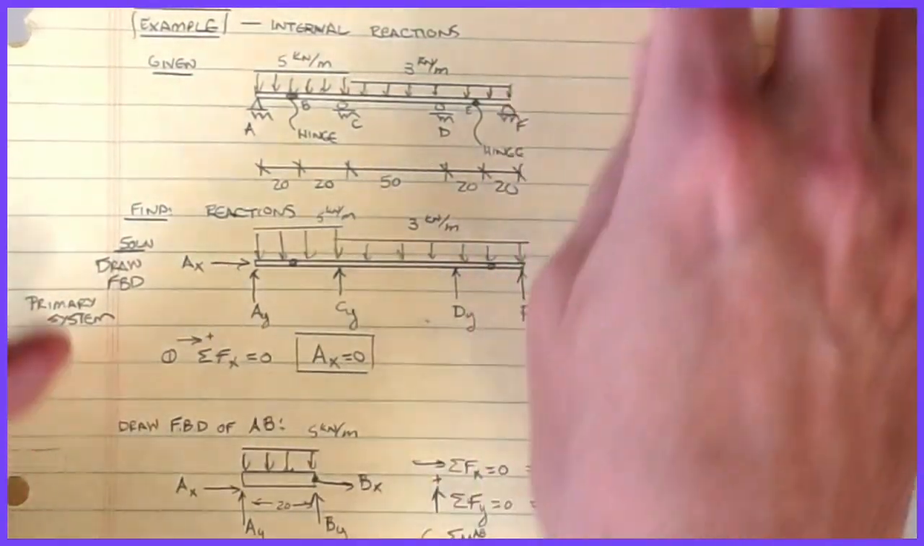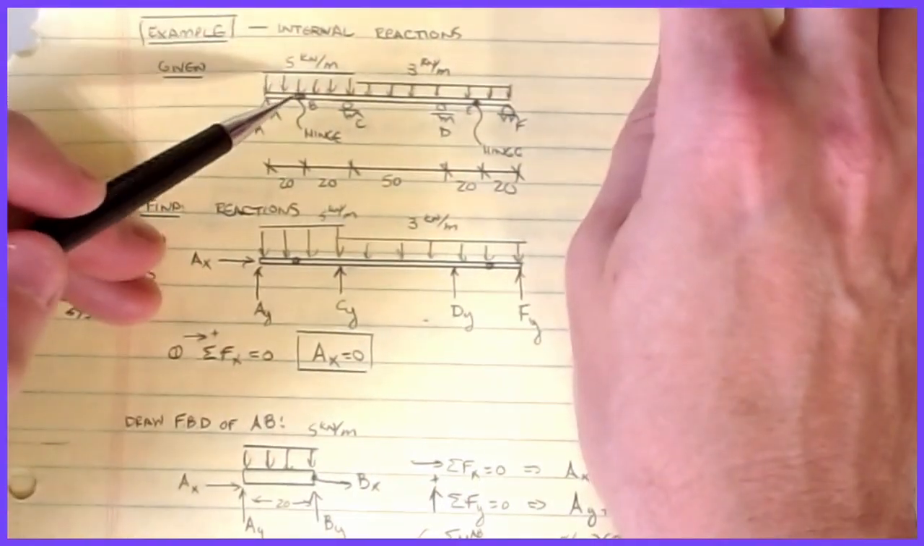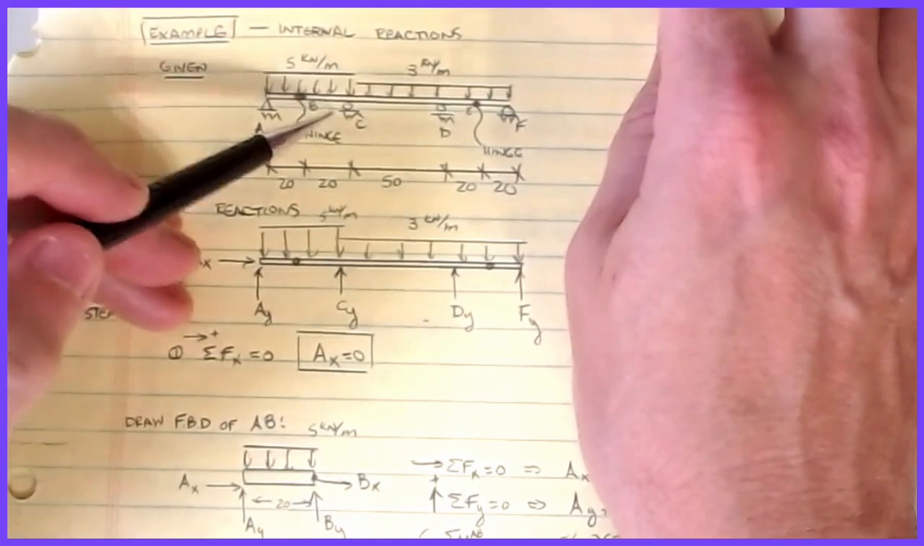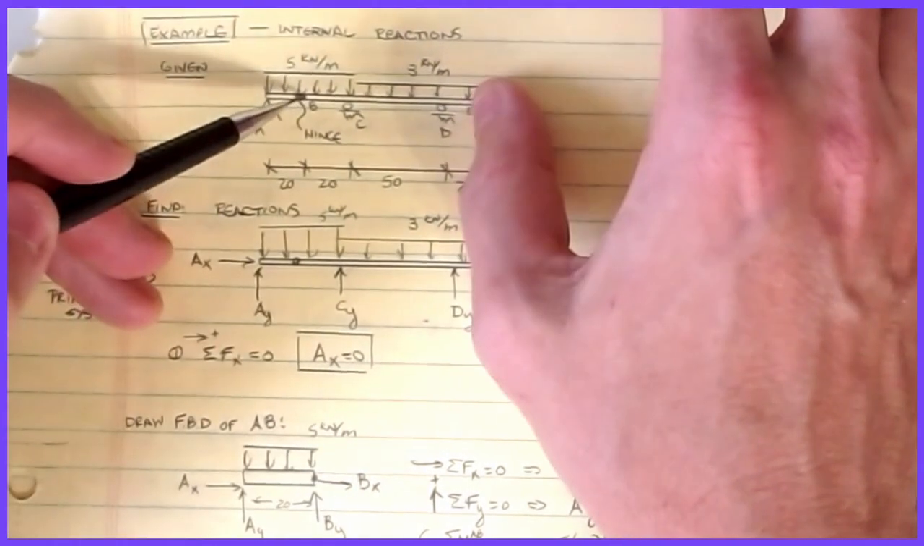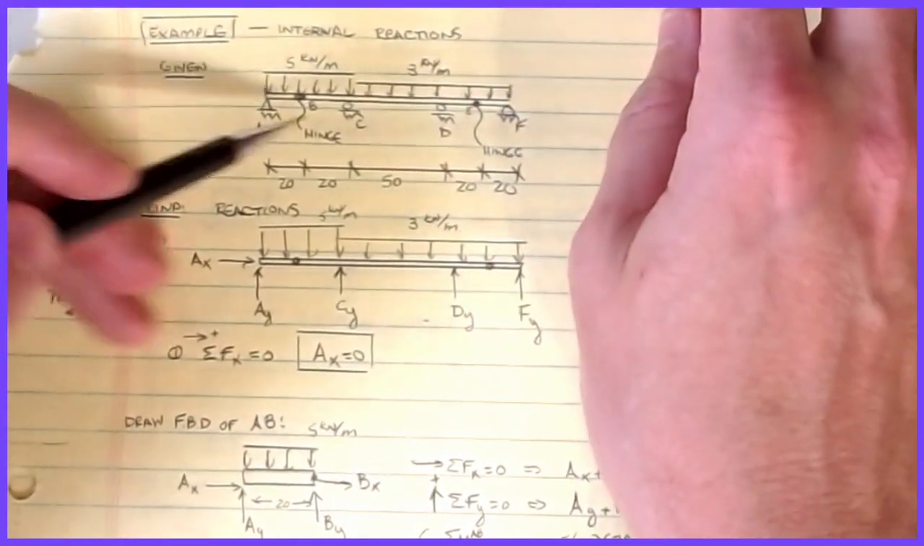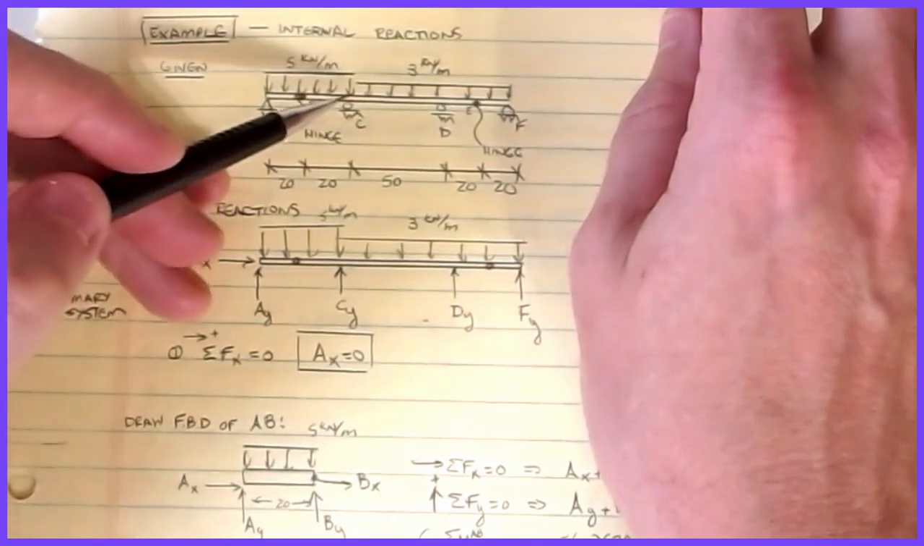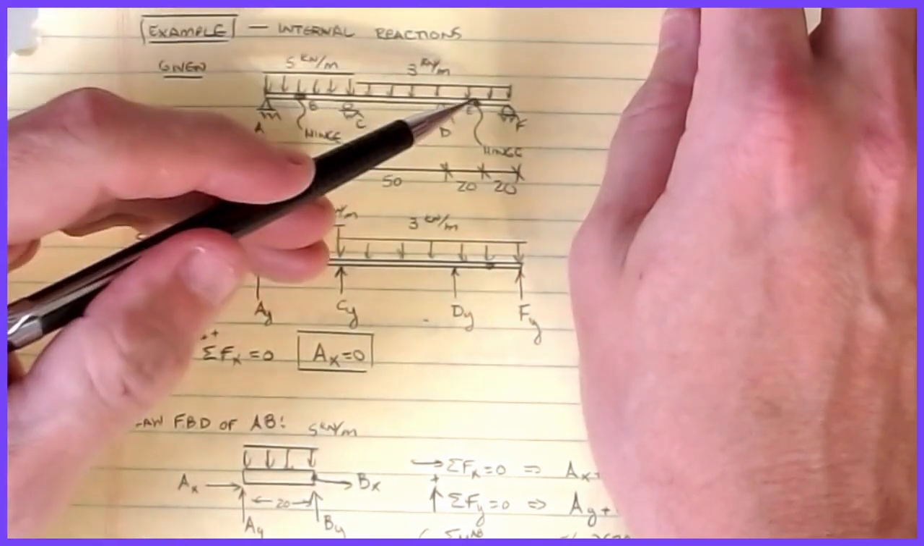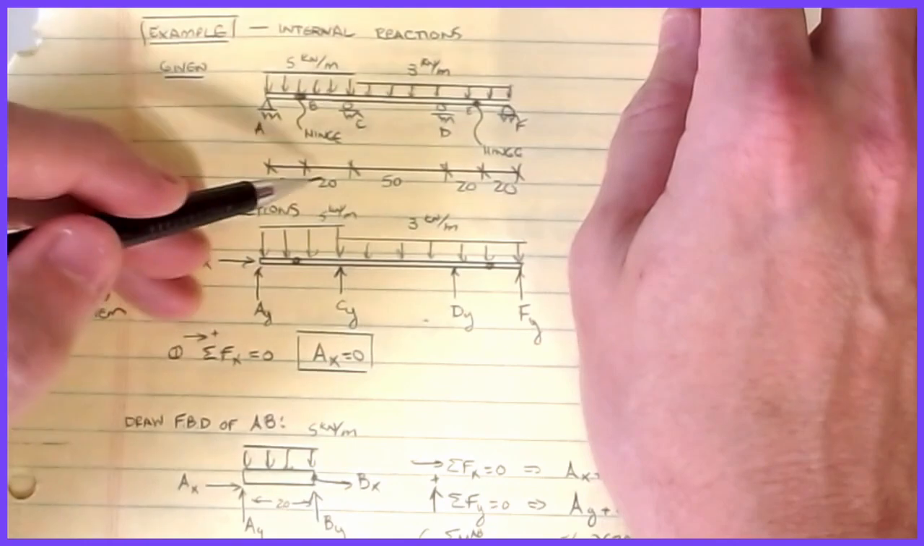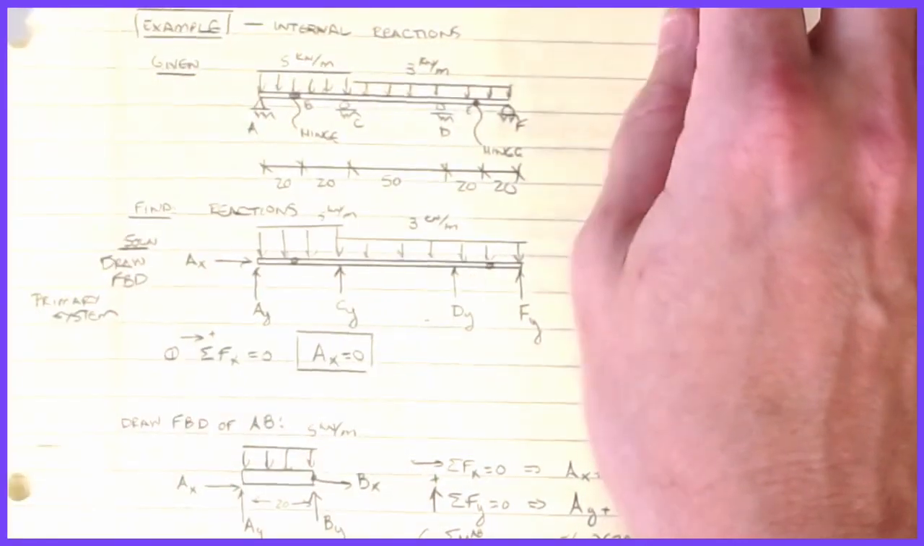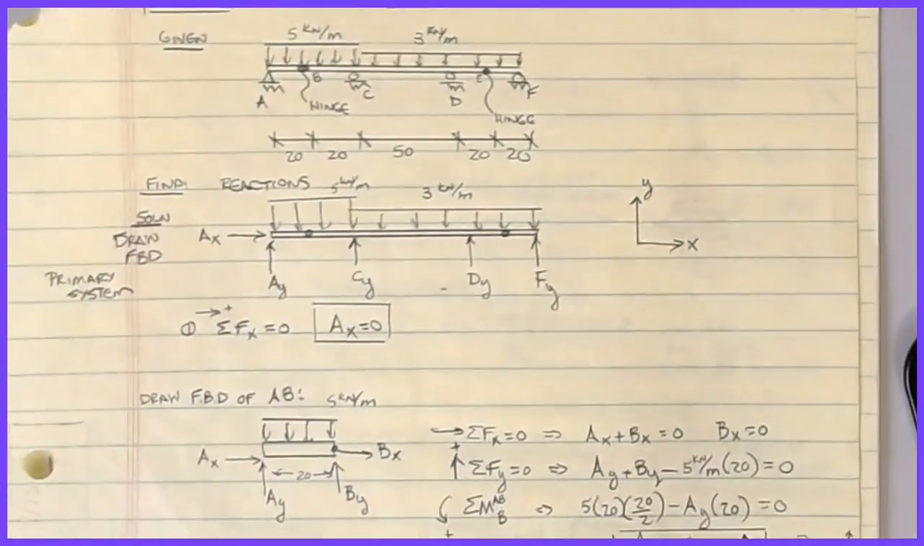Okay, the free body diagram that we draw, so what we have is I have multi-spans, so A, B, C, D, E, F. The hinges are at B and E. All right, and from A to C, I have 5 kilonewtons per meter, and from C to F, I have 3 kilonewtons per meter. Okay, and it's 20, 20, 50, and 20 are my dimensions for this. And so we draw our free body diagram.